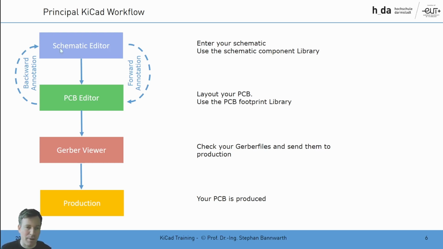If you now look in the upper part, Schematic Editor, PCB Editor, you see that you have here backward annotations and forward annotations, these dotted arrows, and they are representing that this process from schematic to PCB is not linear, but it's an iterative one.